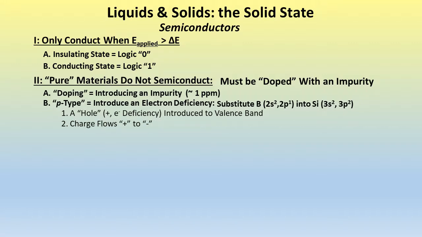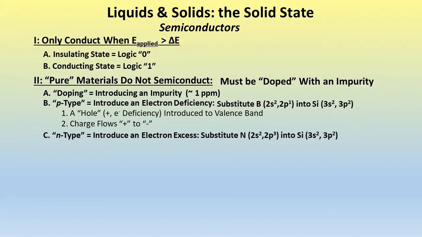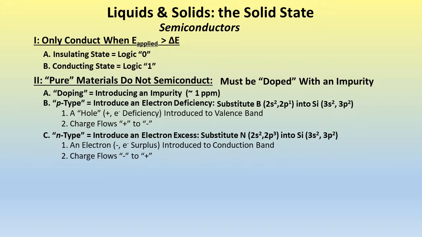In this case, the charge flows from positive to negative. In what is called an n-type semiconductor, an electron excess is introduced. For example, with the substitution of nitrogen 2s2 2p3 into the silicon 3s2 3p2, you now have one additional p electron. An electron surplus is introduced in the conduction band. Charge flows from negative to positive. As you saw previously in talking about detectors, you can form a diode in what is called a p-n junction, or a joining of a p-type semiconductor sandwiched with an n-type, which will only allow charge to flow in one direction.